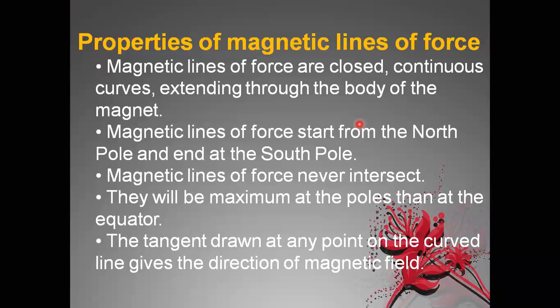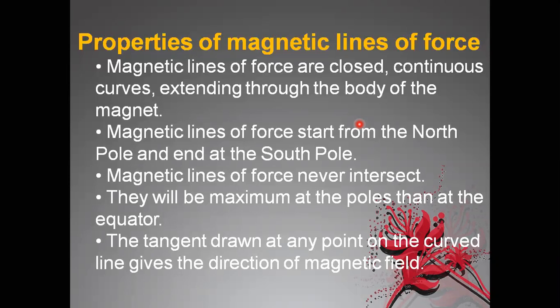It is defined as the curve drawn in the magnetic field in such a way that the tangent to the curve at any point gives the direction of the magnetic field. So the magnetic field starts from north to south pole. The arrow mark indicates the magnetic field direction.